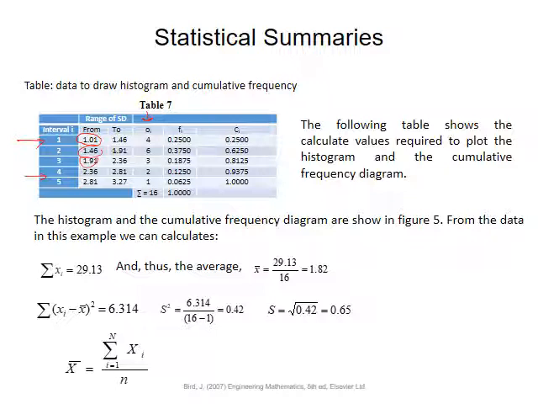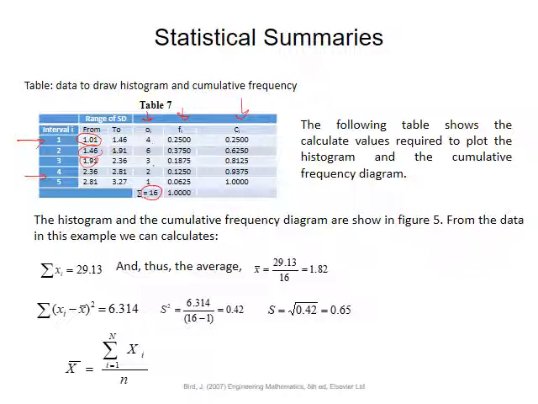4 samples in the first group, 6 in the second group, 3, 2, 1. If I add them, it's supposed to give me 16 samples. And then we divide 4 over 16 and so on. We go to the frequency, relative frequency, and then cumulative, as we learned in week number 4.